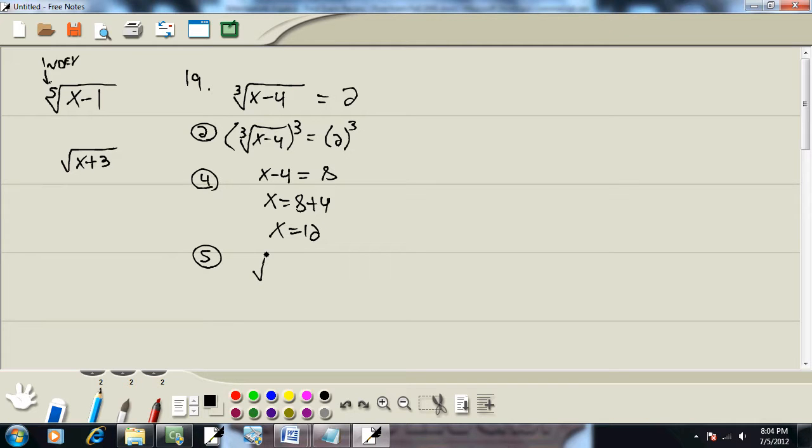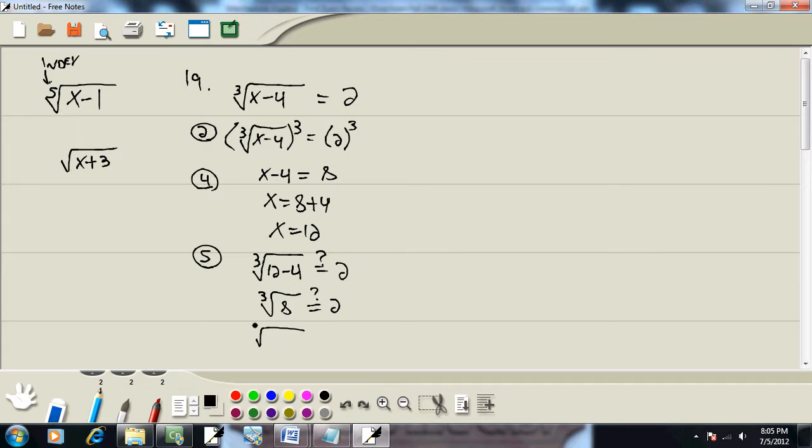Now, step 5, check your answers. So if I put the 12 back up in my original equation, replacing the x with 12, I get 12 minus 4. And this is more of a question mark. We're wondering if that's true. That gives us 8.